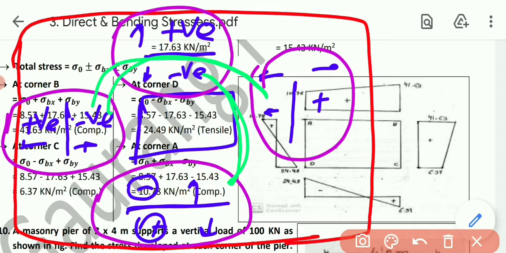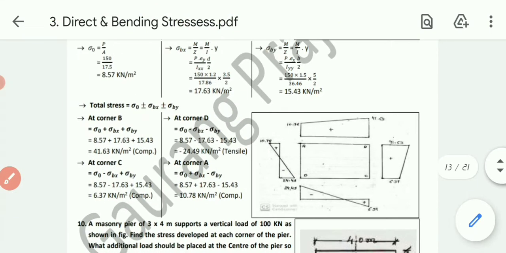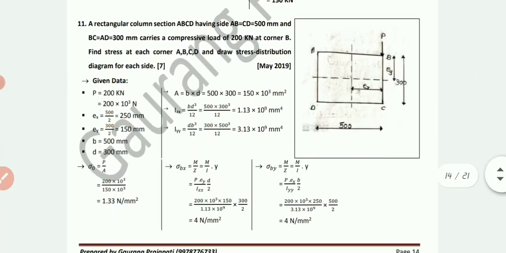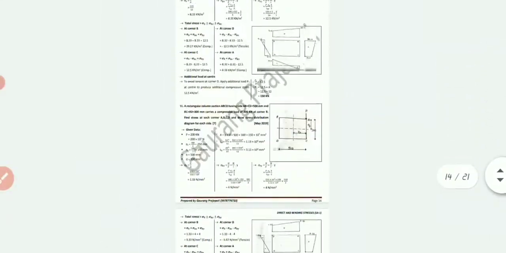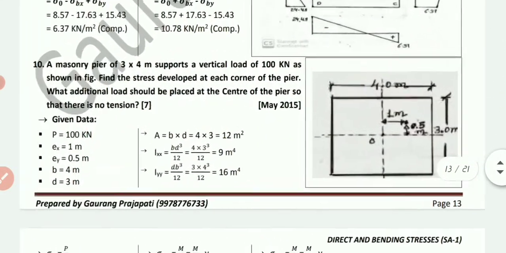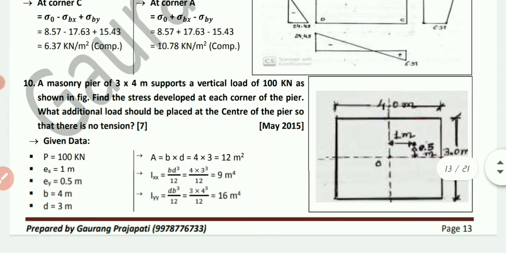So this was the example. If they do not ask you to draw the diagram, then you don't need to draw it. Okay, just a minute, let's move towards another example. These are the examples which have been asked in the 7 marks.